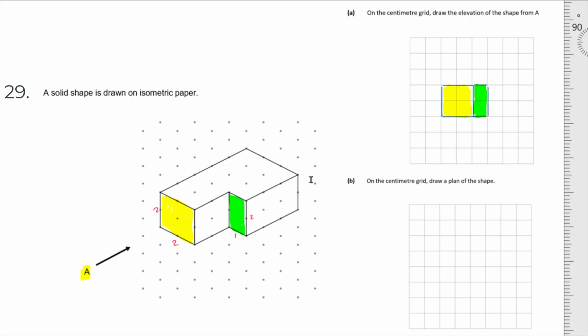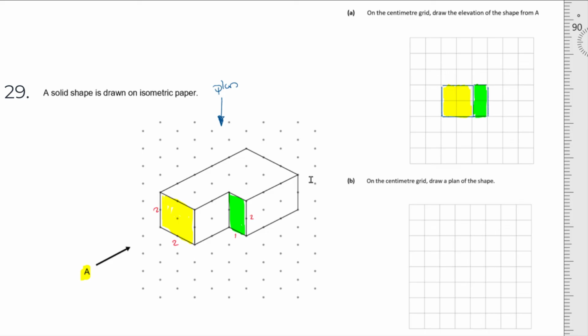Now part B says draw a plan of the shape. You can think about the plan in two ways. You can either think of it as a bird's eye view looking down from the top. So that's the plan view from here. Or the other way of thinking about it is it's the footprint of the shape.